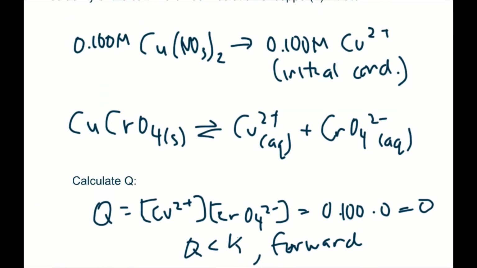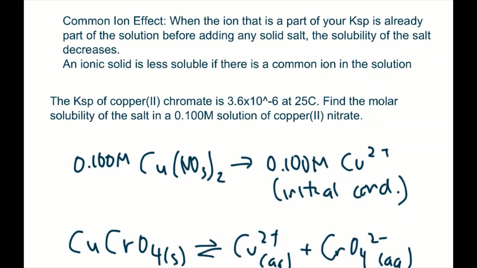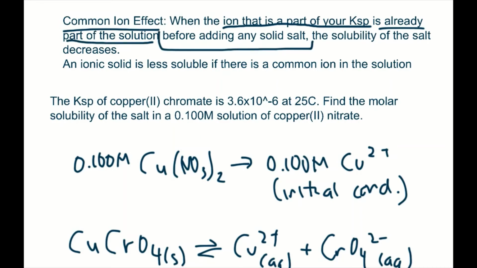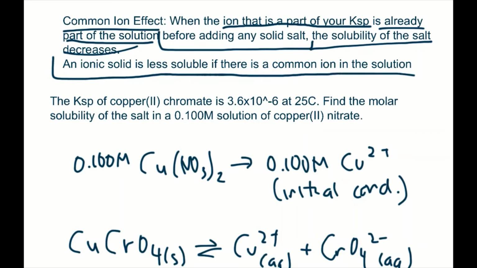So let's actually look at something called the common ion effect. The common ion effect occurs when the ion that is a part of your Ksp is already part of the solution before you even added any solid. Because of this, the solubility of the salt decreases. So, all in all, an ionic solid is less soluble if there is a common ion in the solution.